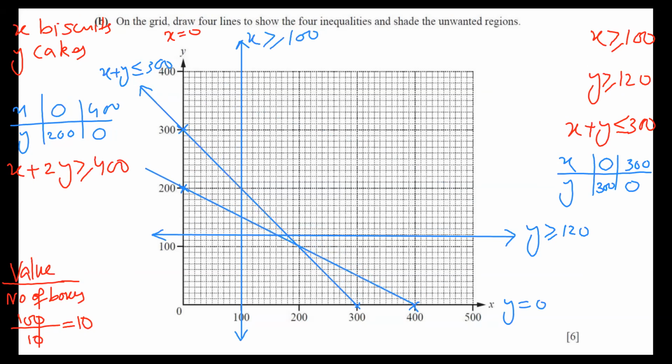So you can see that this line is drawn, and the line is given beside it. Okay, and now let's start shading the unwanted region.